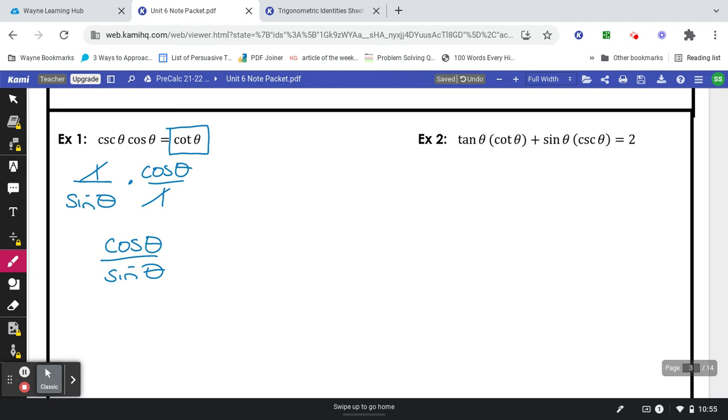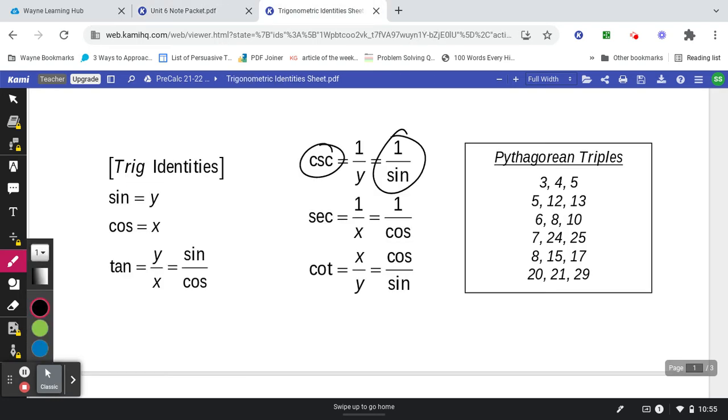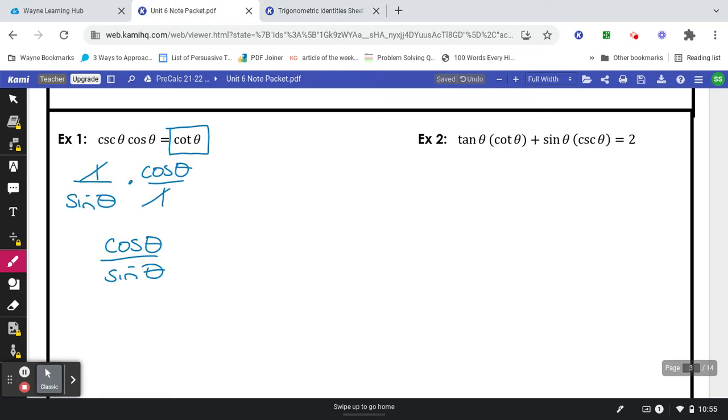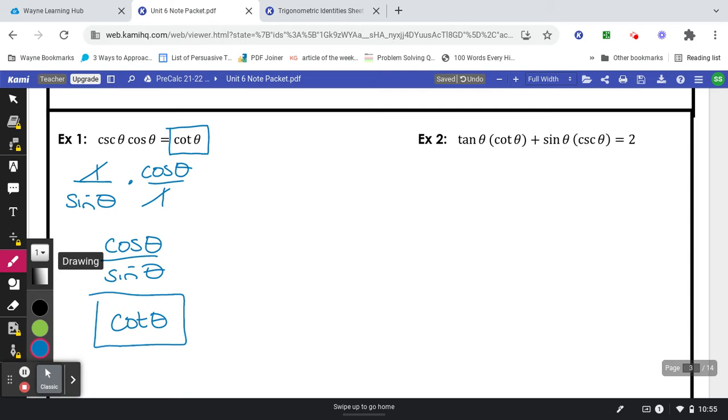And then we'll look at our trig identities again and look for cosine over sine. Cosine over sine right here. It's going to get us an answer of cotangent. And the answer of cotangent is the answer that we were trying to get to right there. So that's how we know we have done it correctly.